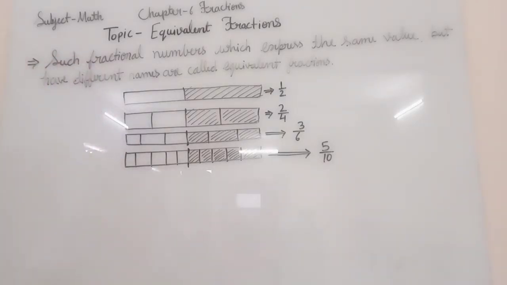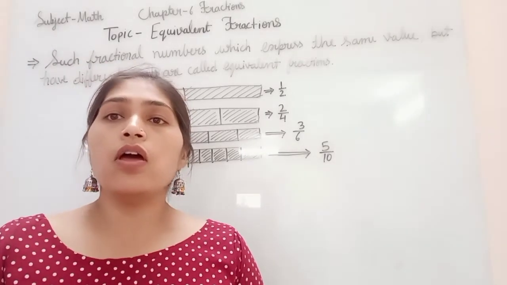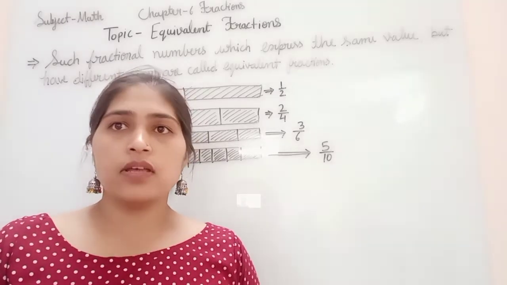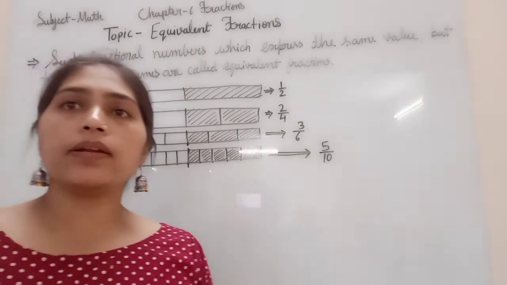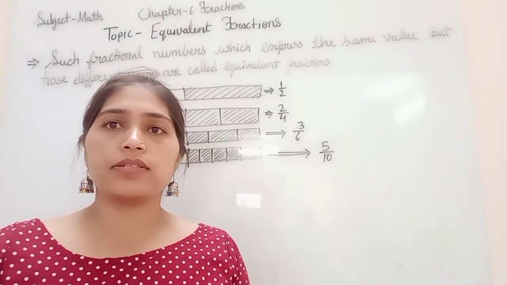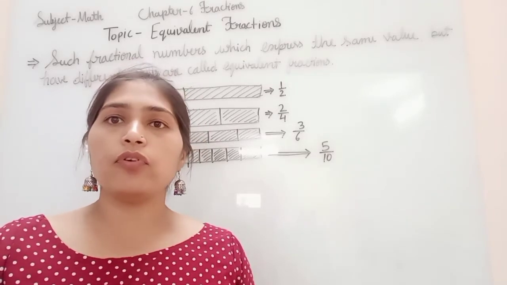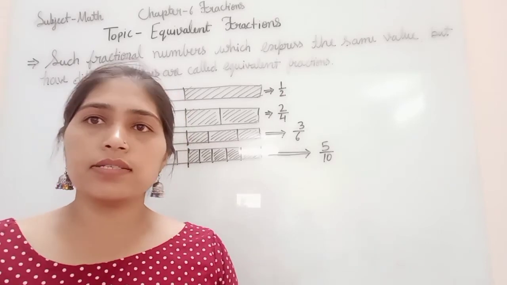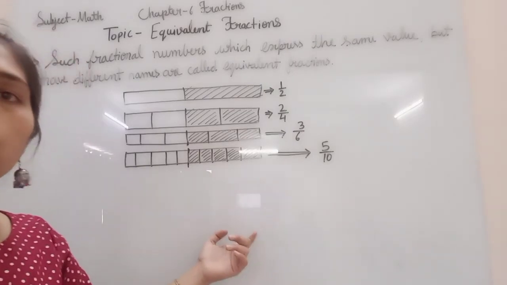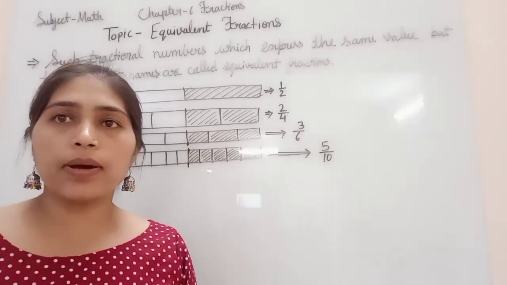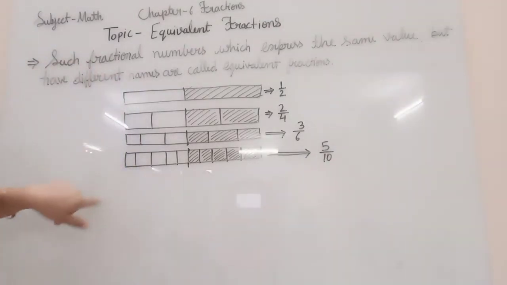So now look here. For example, in your class you are all students, but a few are tall and a few are short. They look different but the value is the same. All are students. The same way here, the fractions which have the same value but look different, with different numbers, are called equivalent fractions.